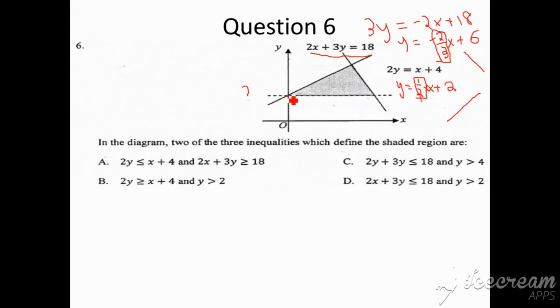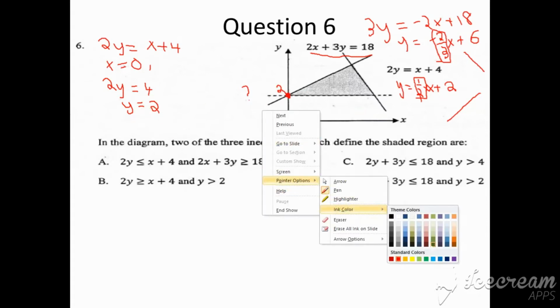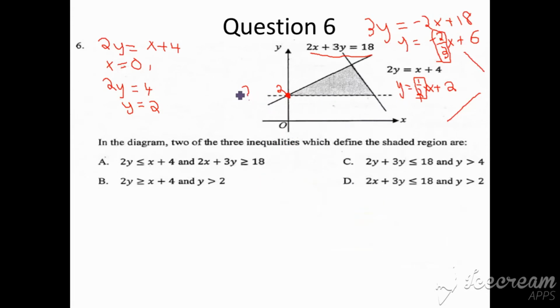So this dotted line, we notice that there's a y-intercept. Y-intercept means x equals 0. So we use the equation 2y equals x plus 4. We have to find the y-intercept. Y-intercept means x equals 0, so we substitute x equals 0 here. So 2y equals 4. Y equals 2. So this is 2. That means the equation of this dotted line is y equals 2.